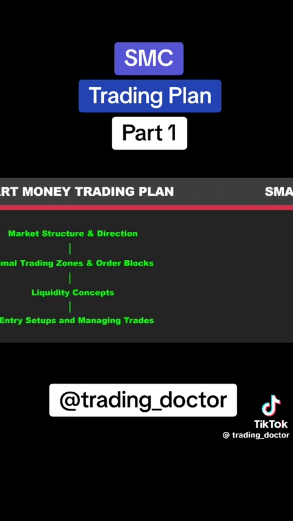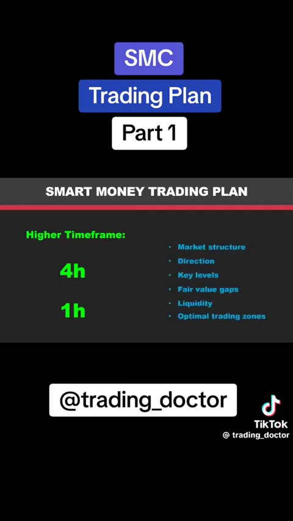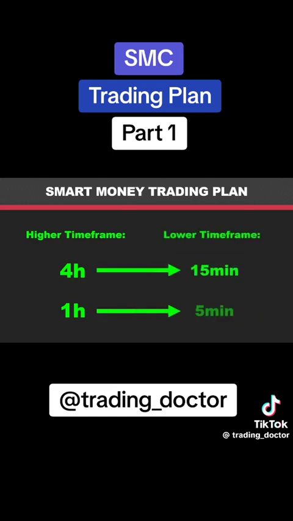This trading plan consists of two major time frames. First, we have a higher time frame in which we will do most of our general analysis. We will read the market structure to find the direction, key levels, fair value gaps, liquidity areas, and more importantly, optimal trading zones that might potentially provide us with a high-quality trading setup. In the second part, we will zoom into our lower time frame to find confirmation and enter the positions.